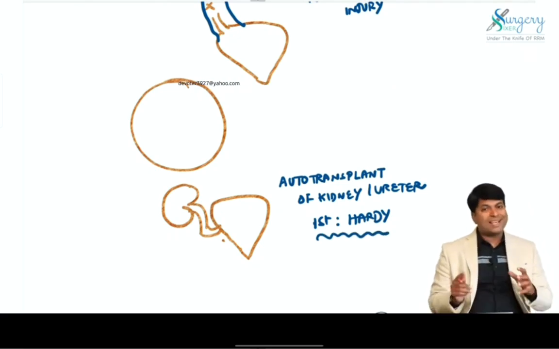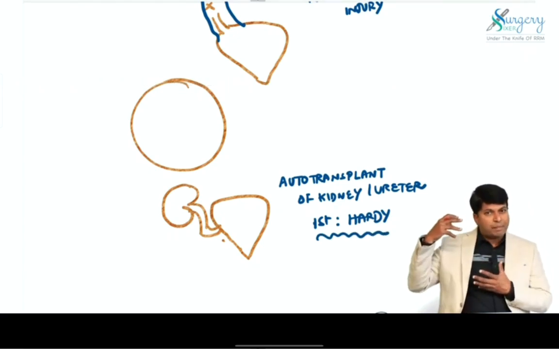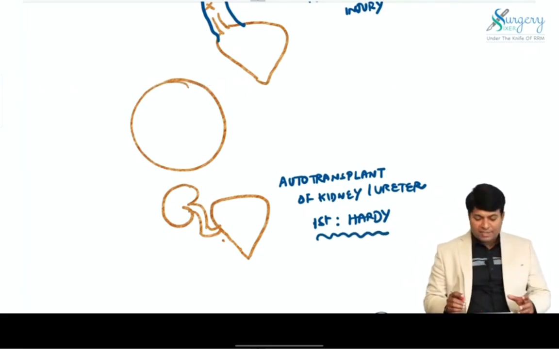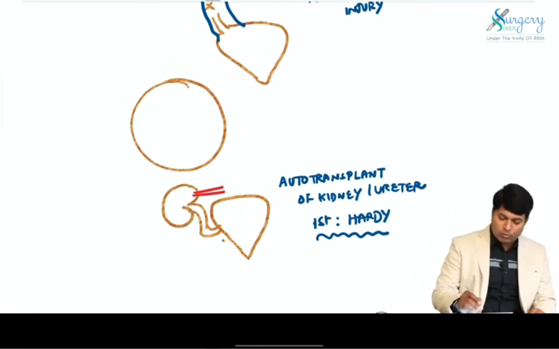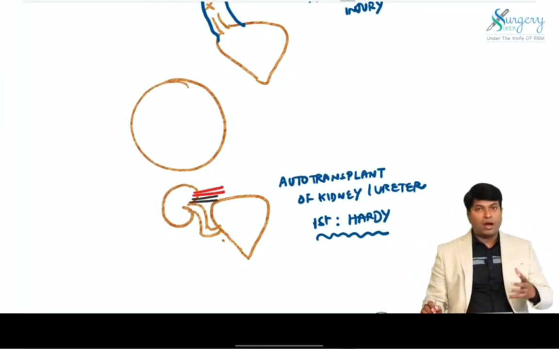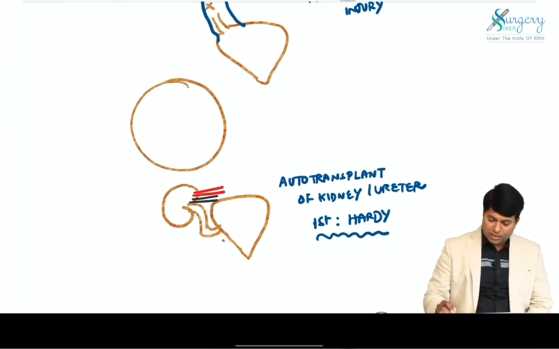First done by a person known as Hardy. For ureteric injury in which the kidney and ureter are lying higher up, we remove the kidney and ureter and keep it in the pelvis and do auto-transplant. Everything we have to do. We have to do artery anastomosis, we have to do vein anastomosis, everything has to be done after auto-transplantation of kidney and ureter. So this is first done by Hardy.